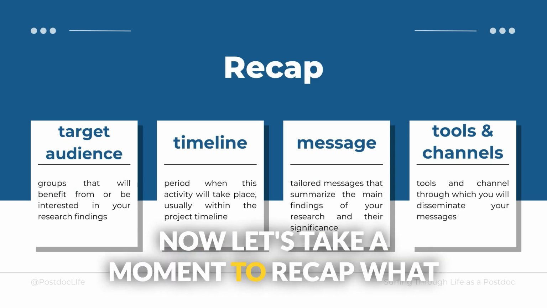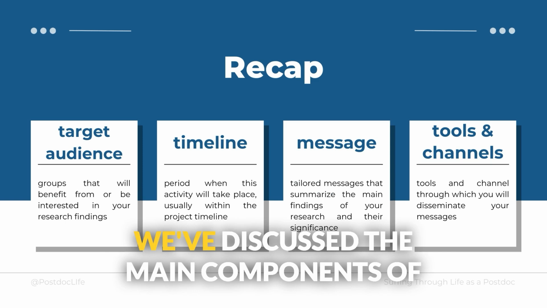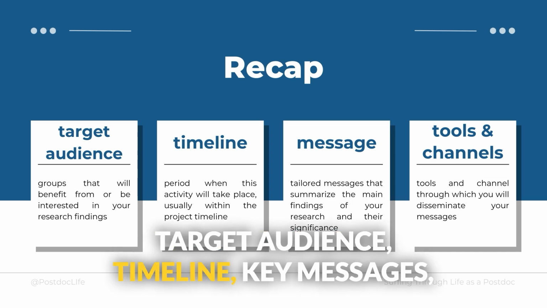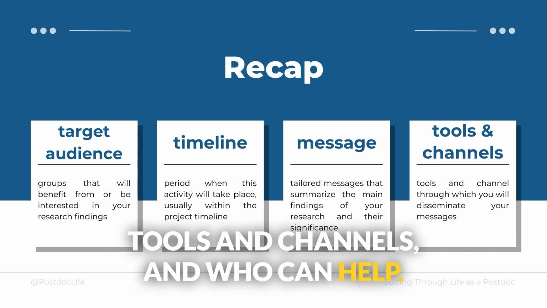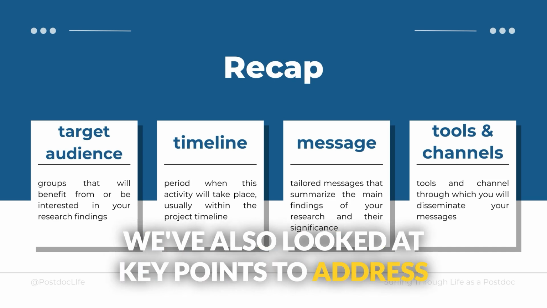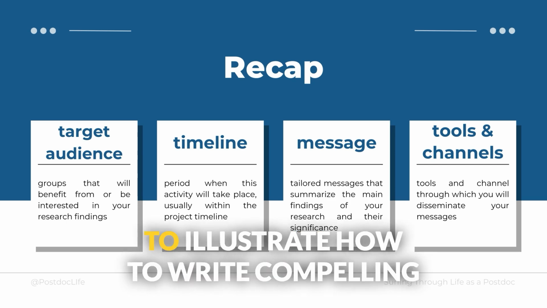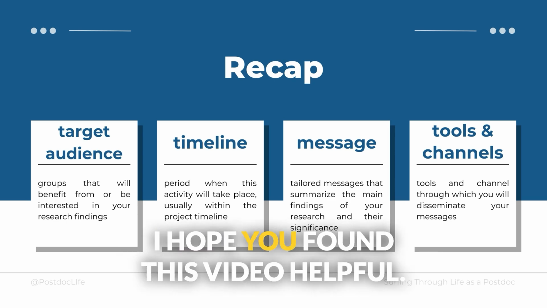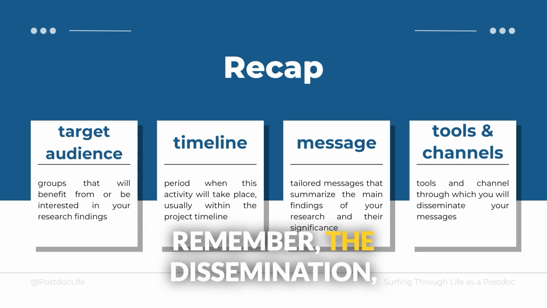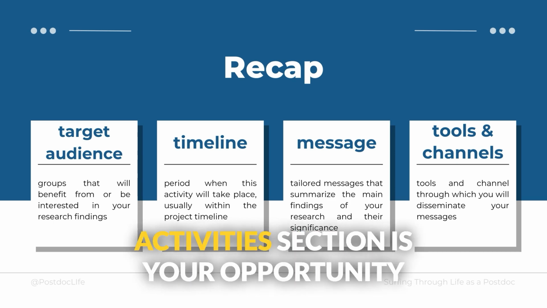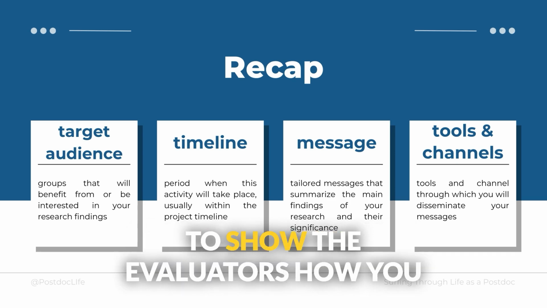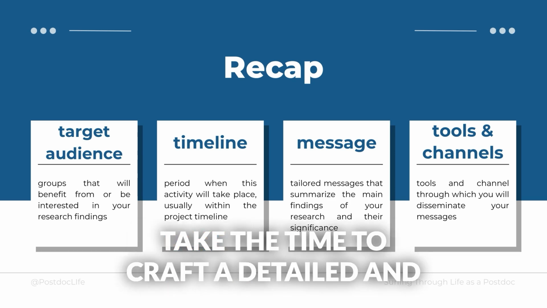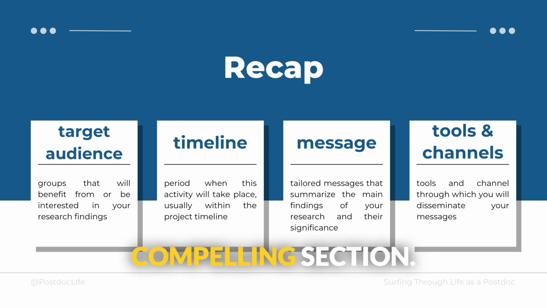Now let's take a moment to recap what we have covered. We've discussed the main components of a dissemination plan: target audience, timeline, key messages, tools and channels, and who can help. We've also looked at key points to address in each area and provided examples to illustrate how to write compelling dissemination statements. I hope you found this video helpful. Remember, the dissemination, exploitation, and communication activities section is your opportunity to show the evaluators how you plan to make your research accessible and impactful. Take the time to craft a detailed and compelling section.